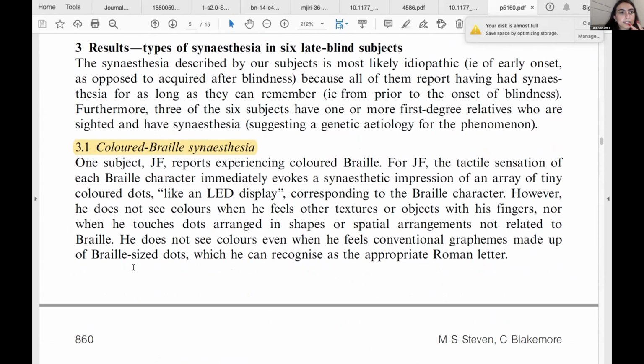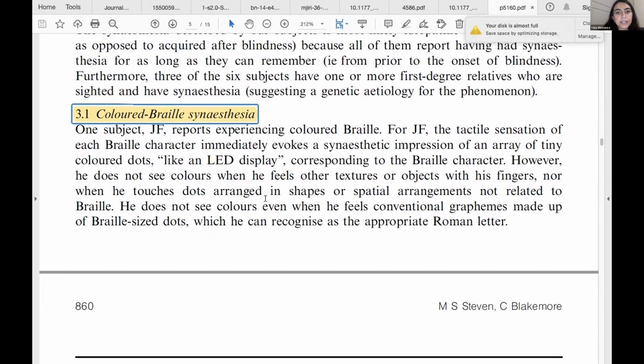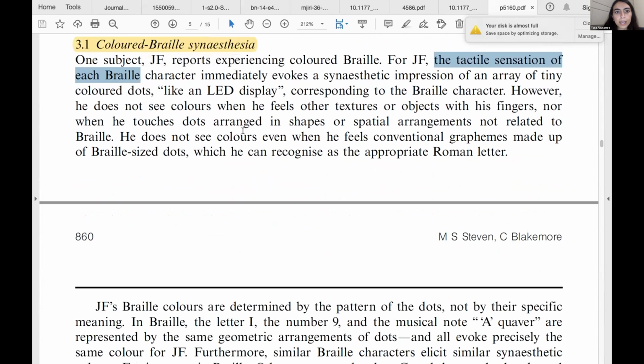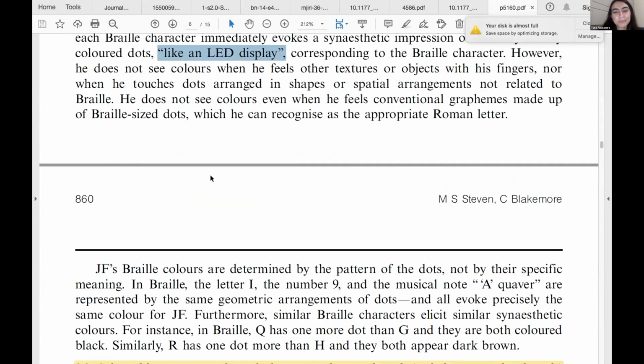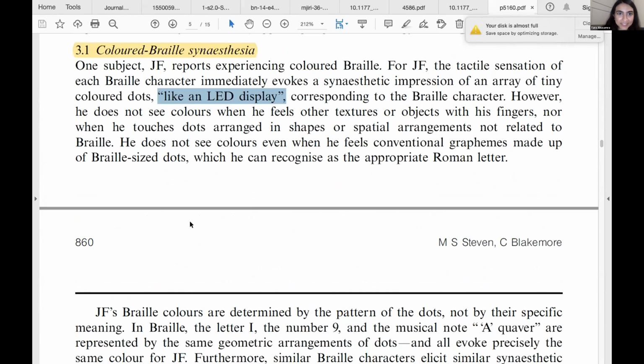The categorization of the types of synesthesia in late blind subjects was divided into 3 main parts. The first one was colored Braille synesthesia, where the tactile sensation of touching Braille evokes that synesthetic perception. They see it kind of like an LED display of dots that look like the Braille letter and are colored corresponding to that letter.